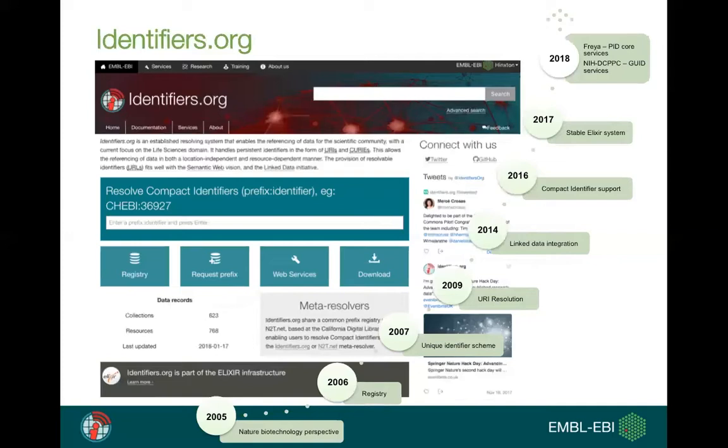For the next 3 years, starting from this year, we are involved in 2 projects on either side of the Atlantic. One is called FREYA, which is an EU-funded 3-year project on providing core persistent identifier services. And the other one is the NIH Data Commons. On that, we are building globally unique identifier services.